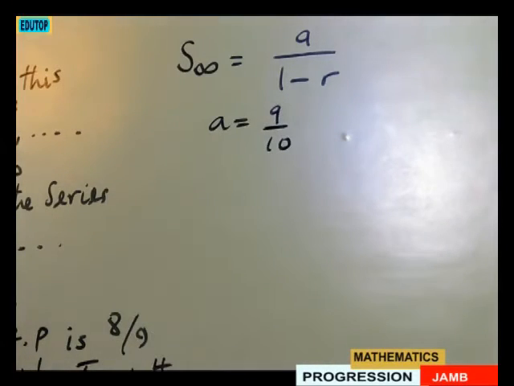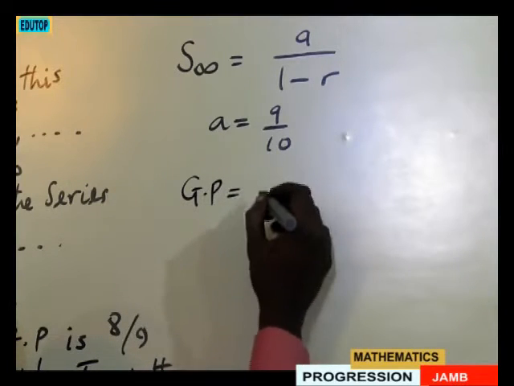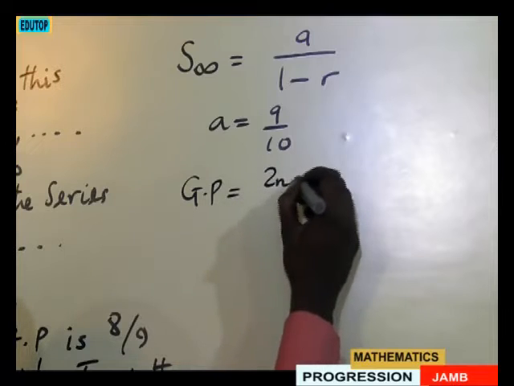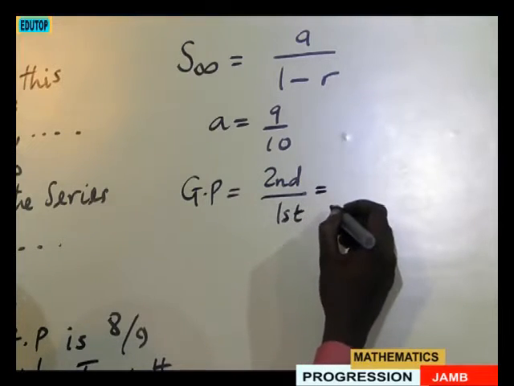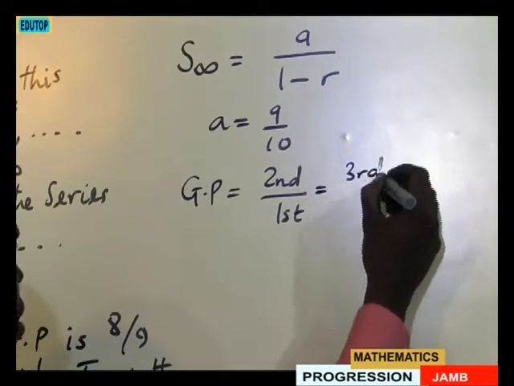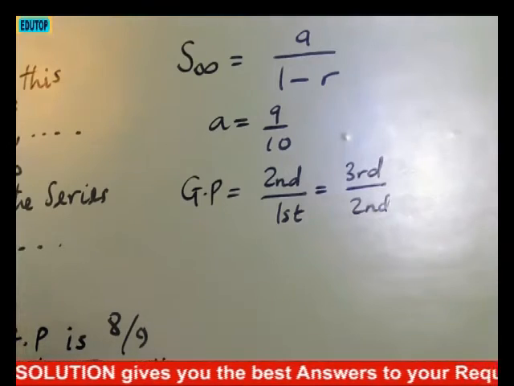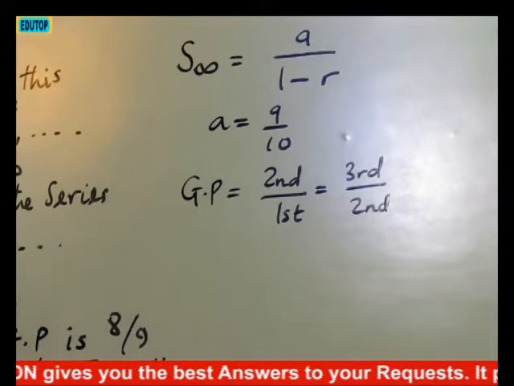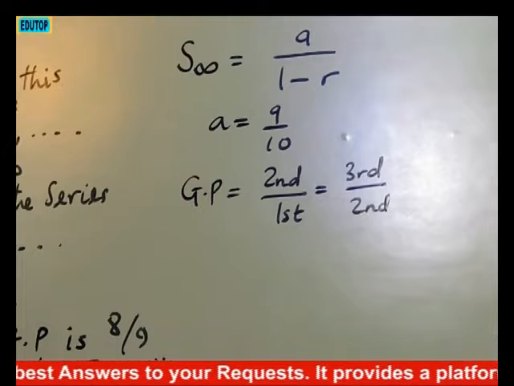Then how do we determine our common ratio? In a GP, to determine your common ratio, it is simply the second term divided by the first term, which must equal the third term divided by the second term. The next one will be the fourth term divided by the third term. That is the trend. So here, this is the first term, and this is the second term.